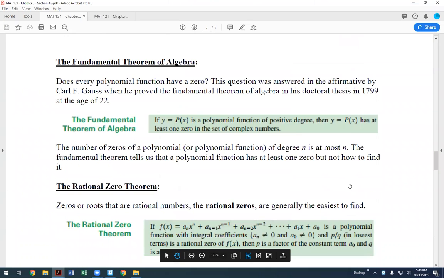So today we're picking up with the fundamental theorem of algebra. Did anybody else see this before you find out?